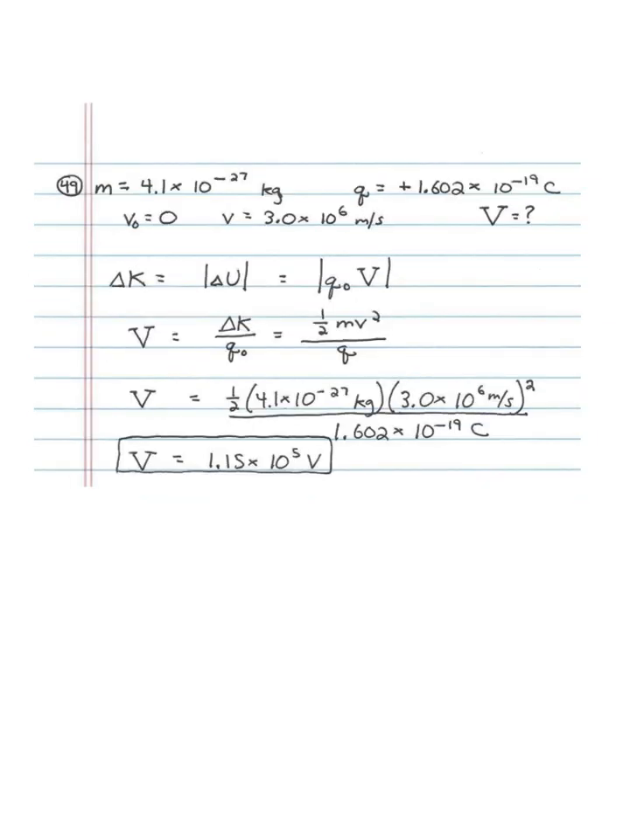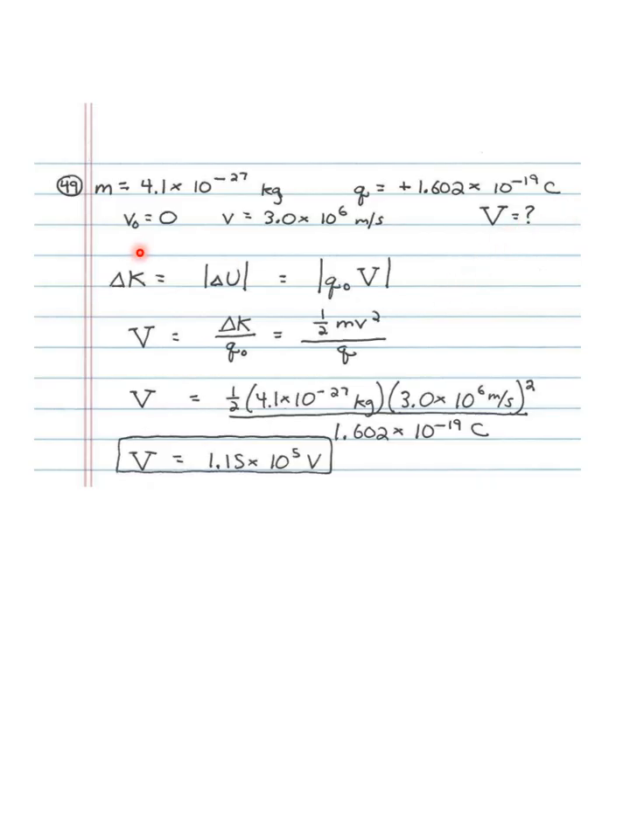Number 49. The charmed lambda particle is a subatomic particle with mass 4.1 times 10 to the negative 27 kilograms and charge plus e. Find the potential difference needed to accelerate it from rest to 1% of the speed of light. There I've written out the given information. We want to know what voltage, capital V, is.